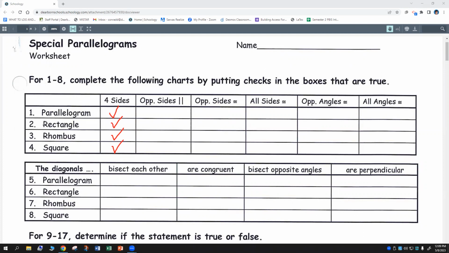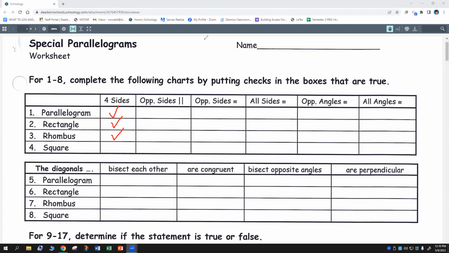Okay, we know that rectangles are parallelograms. We know that rhombuses are parallelograms and squares are parallelograms, right? That's why they're all called special parallelograms, because they're types of parallelograms. So that means that they have the same properties as a parallelogram.